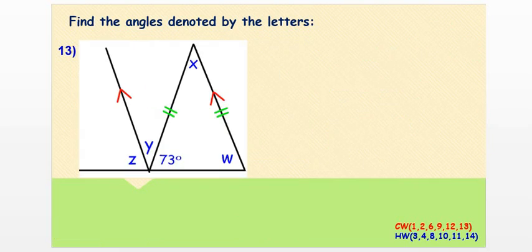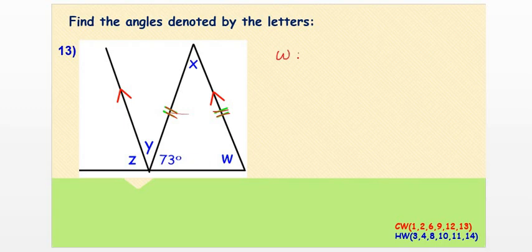Here's question number 13. It says find the angles denoted by the letters. So we have here W, X, Y and Z, right? We have to find all these four angles. So how can we find, first of all, W? If you remember when I was explaining the rules in a triangle, that if two sides are equal, that means it's an isosceles triangle. In an isosceles triangle, the opposite angles are equal to each other.